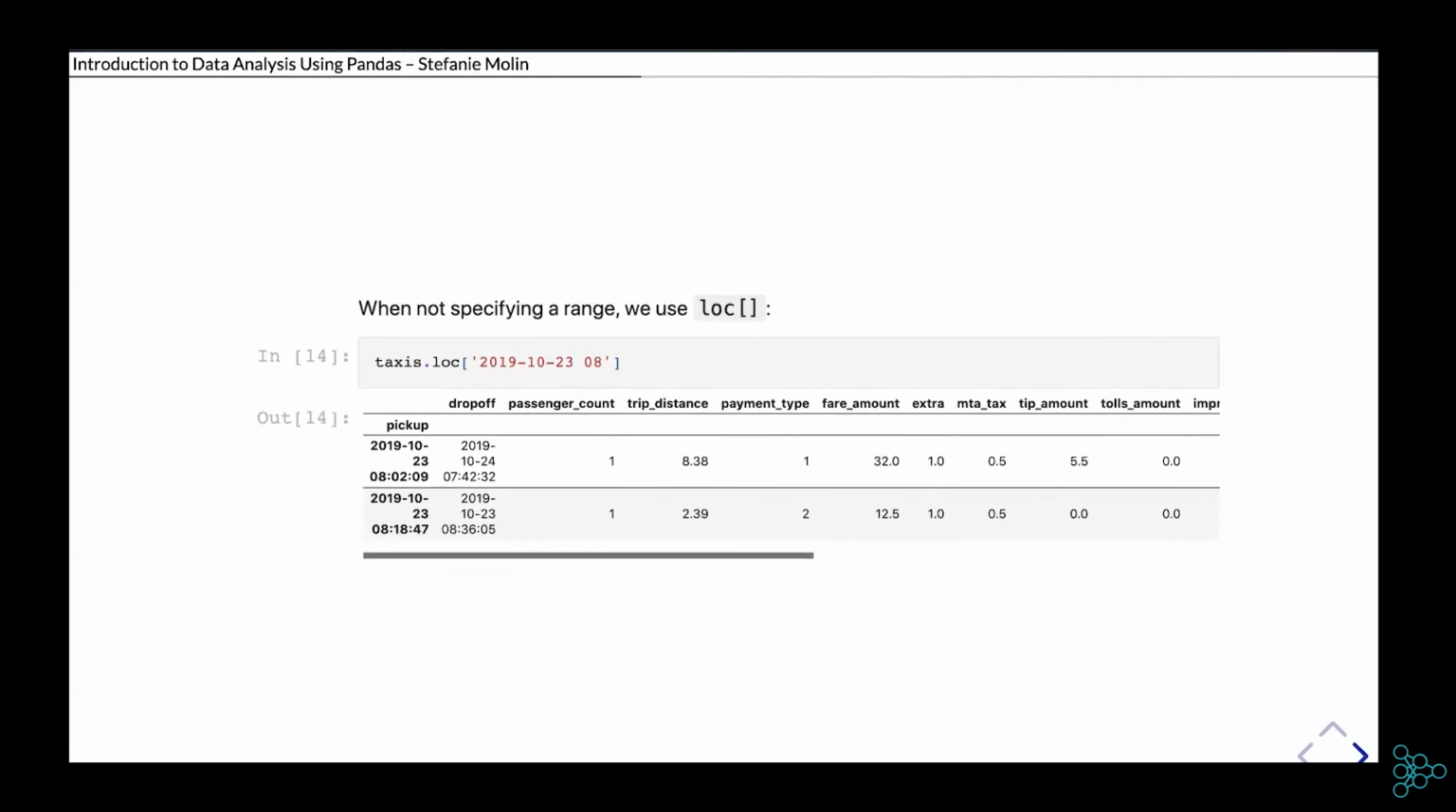So you can even specify just a range in this way, or say you just want the 8 a.m. hour. But in this case, you have to use loc. This is somewhat of a newer change to be aware of. So you have to use loc in this case. But here we get both of those pickups that happened in this time.